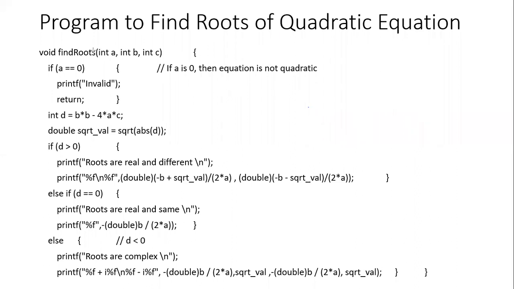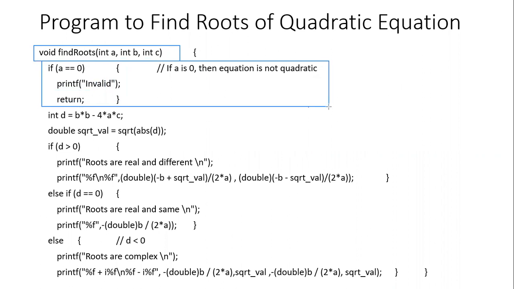So we are supposed to find the roots for a quadratic equation, and the 3 values have been given here, a, b, and c. Now if the value of a is equal to 0, that means this is not a quadratic equation, that is a linear. So there is no need to perform any operation and we are going to return. The output will be invalid because the value of a cannot be 0. If the value of a is 0, we are going to simply return.